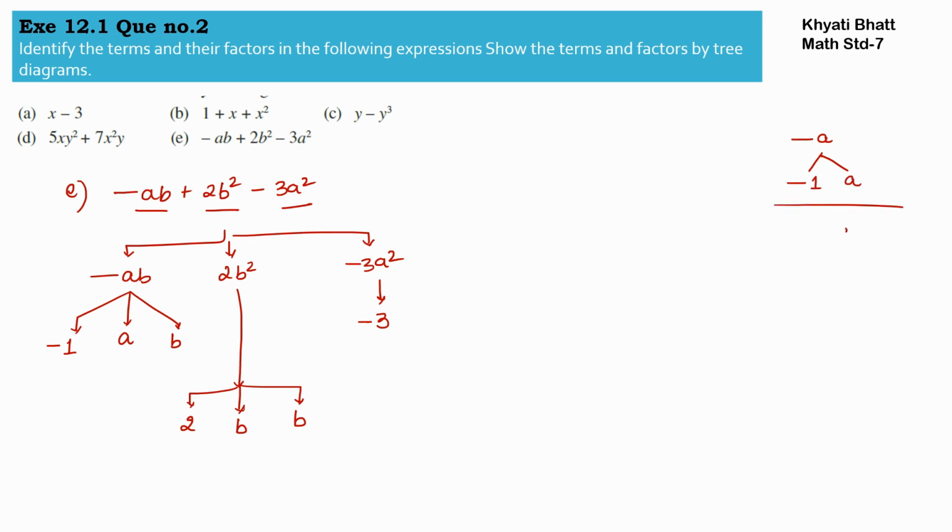If a is there, then you can mention it as it is, a, or if you want, you can write the coefficient as 1. But if the minus sign is there, then it is very important to mention minus 1. Then minus 3, and here a square is there, so 2 more a's will be there, so a and a. So that is how we are factorizing this algebraic expression.